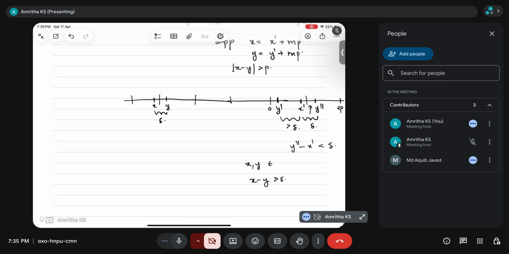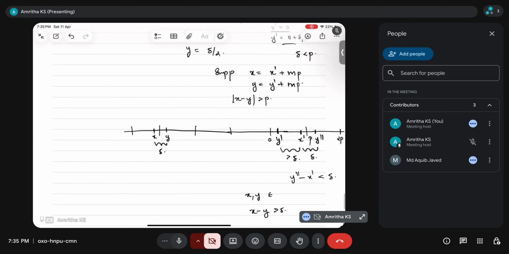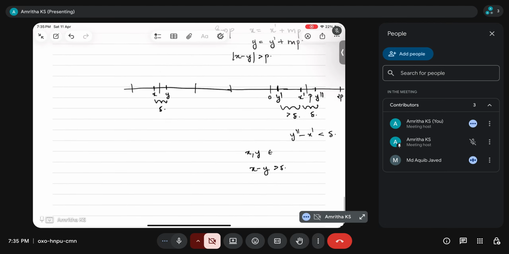We only think about this, is not it? No. We are starting with arbitrary x and y, right? Oh, you want this x dash minus y dash greater than delta. That is what you want.